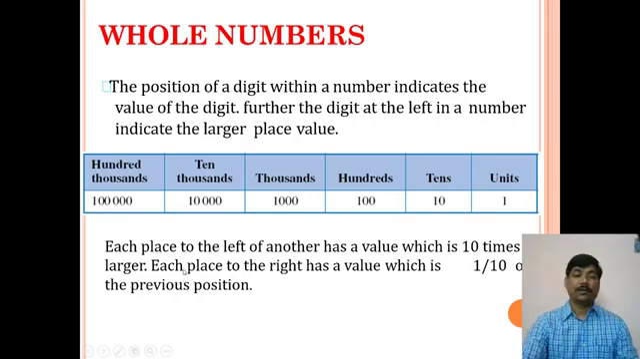Similarly, each place to the right has a place value which is 1 upon 10. It means to the right of the units, it will be 1 upon 10, 1 upon 100, and so on.